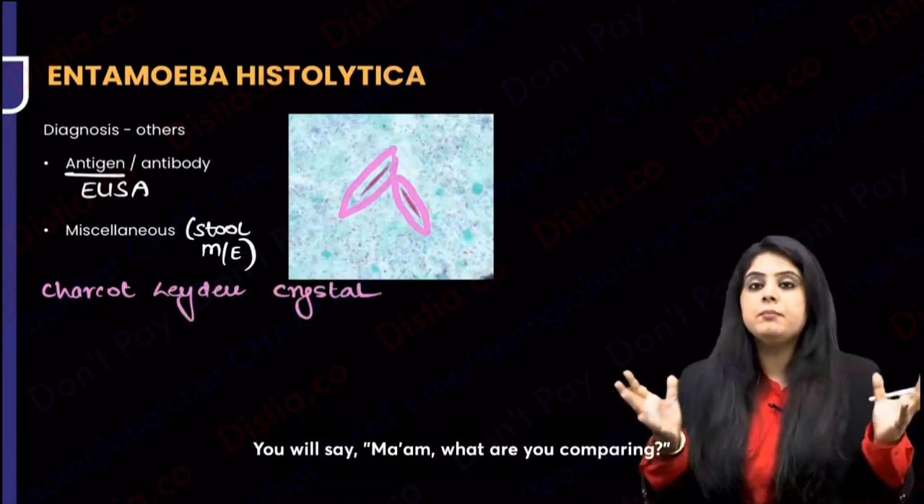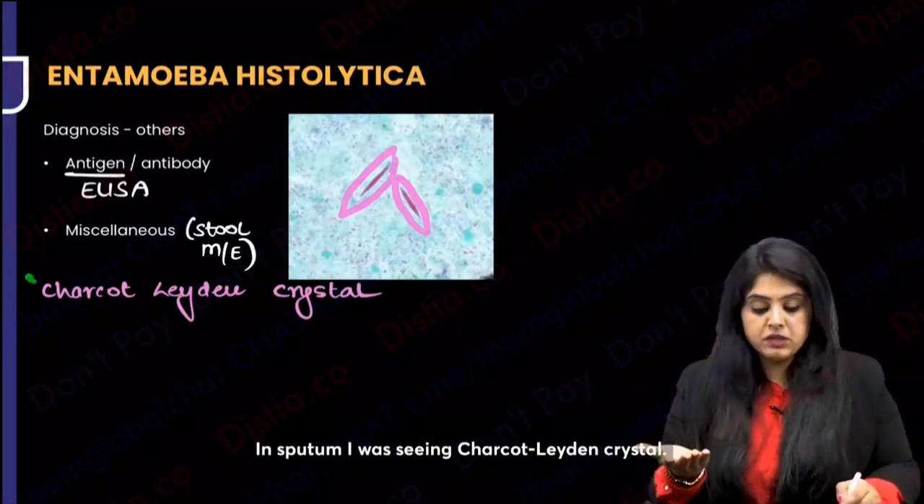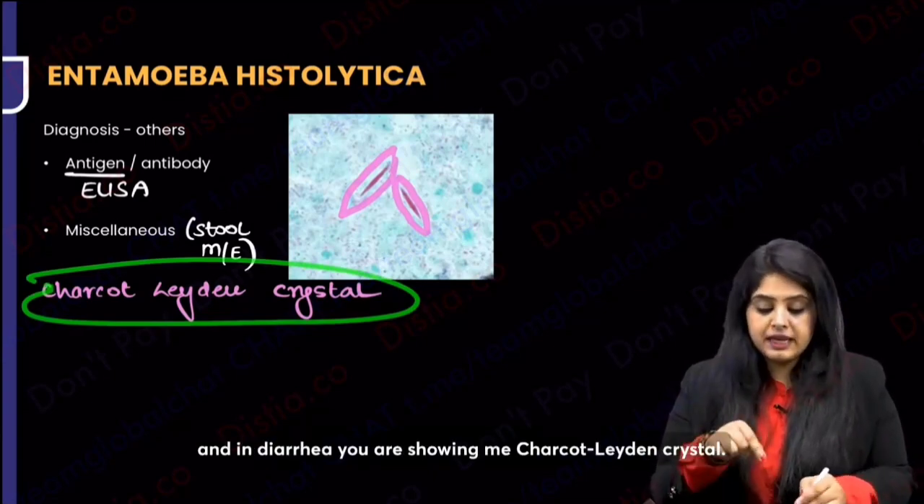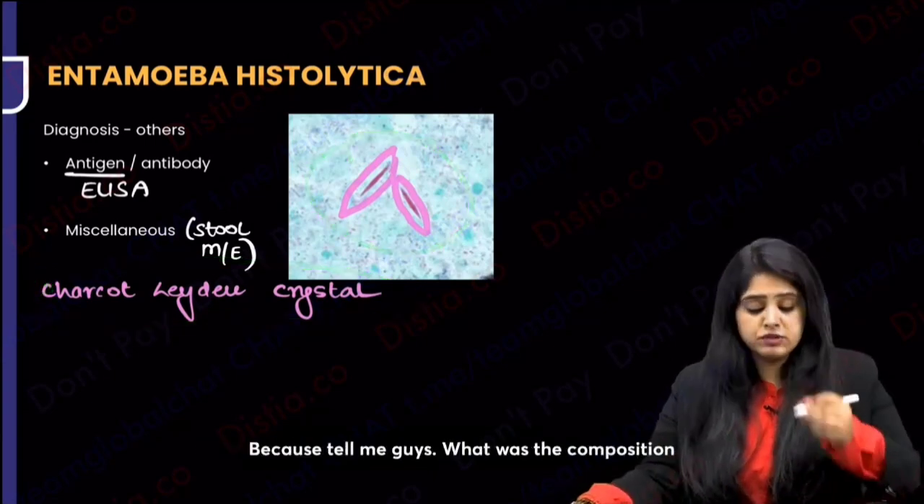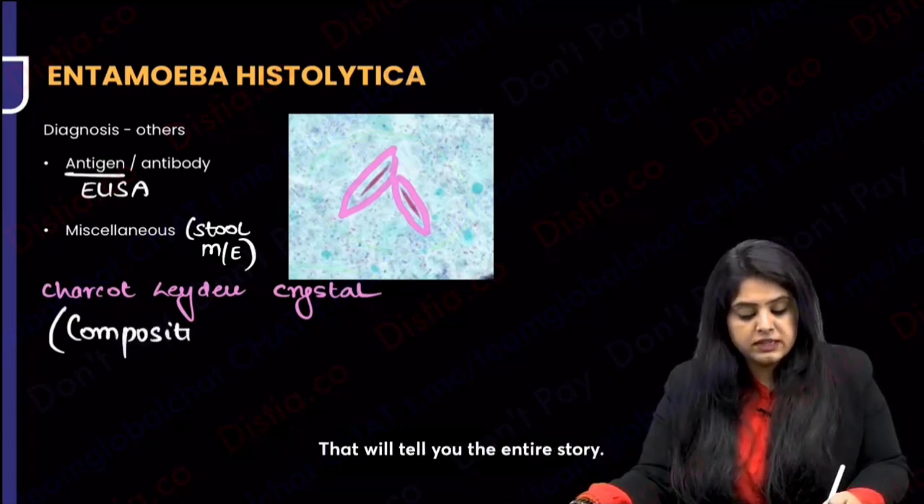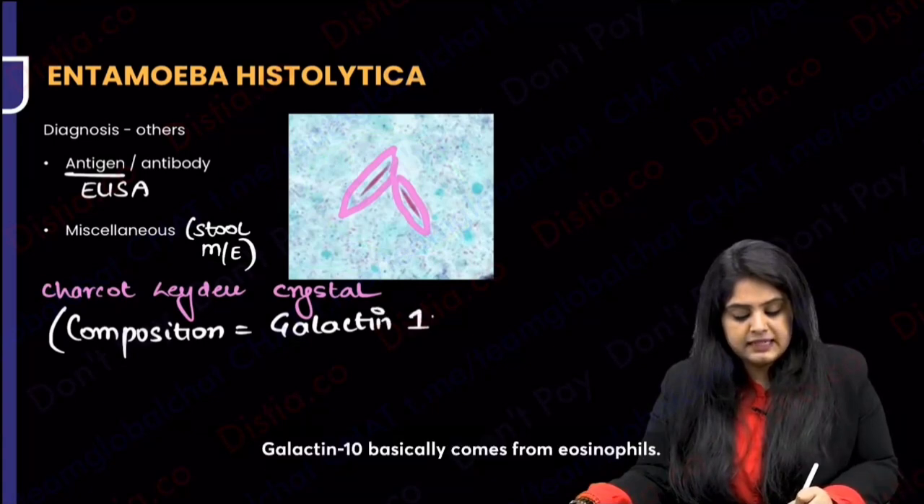You'll say, ma'am, what are you comparing? Asthma, lungs ka problem, matlab sputum. In sputum, I was seeing Charcot-Leyden crystal. Over here, I'm looking at a stool, diarrhea sample, and in diarrhea, you are showing me Charcot-Leyden crystal. Because tell me, guys, what was the composition of Charcot-Leyden crystal? That will tell you the entire story. It was made up of galectin 10. Galectin 10 basically comes from eosinophils.